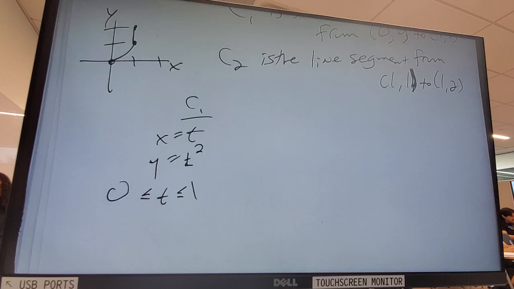Can you guys figure out a parameterization for C2? It's its own thing. It doesn't have to have anything to do with our choices for C1. It's going to be a separate interval. Figure out a parameterization for C2. If you're not sure how to do it, we'll do it together in a minute.